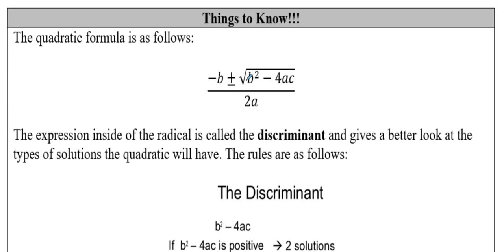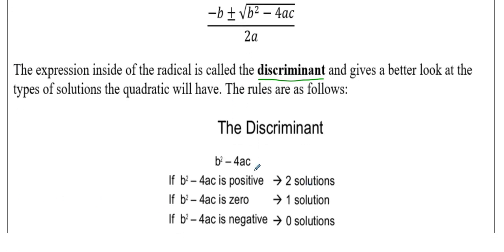And then this part that is underneath the radical, the expression underneath here, this is what we call the discriminant. And this gives us a look at how many solutions our quadratic will have, and this little chart lets you know. Okay, so if your discriminant is positive, you're going to get 2 solutions. If it ends up being 0, you're going to get 1 solution, and if you have a negative, you're going to get 0 solutions, or no real zeros, as you can call it.